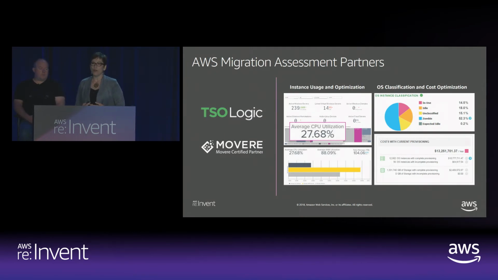We work with our partners such as TSO Logic and Movere to do these assessments. Their tools can help you quickly discover your resources and utilizations without downloading any agents, and then provide you an understanding of your costs today and how they can be right-sized in AWS. For example, this customer we found had CPU utilization on premises of less than 30%.